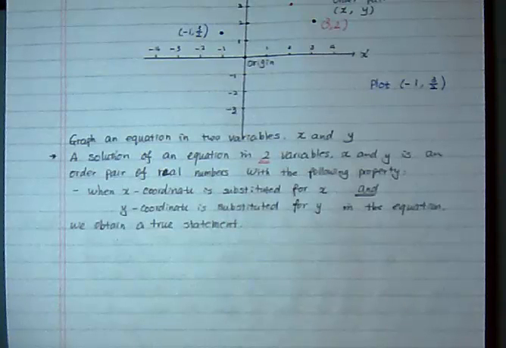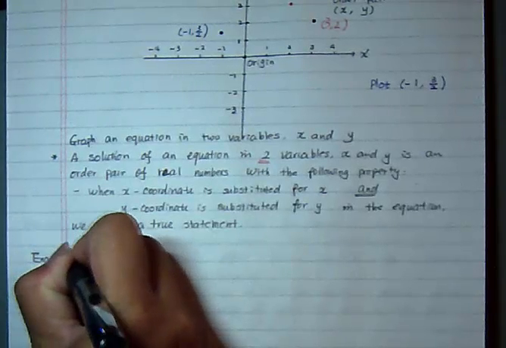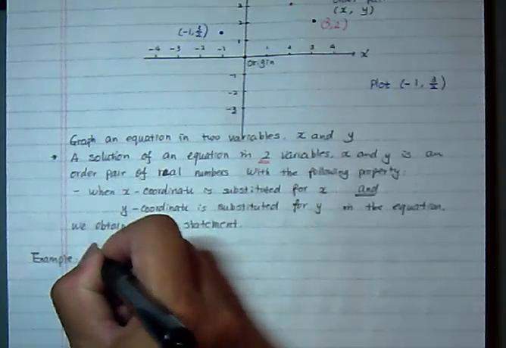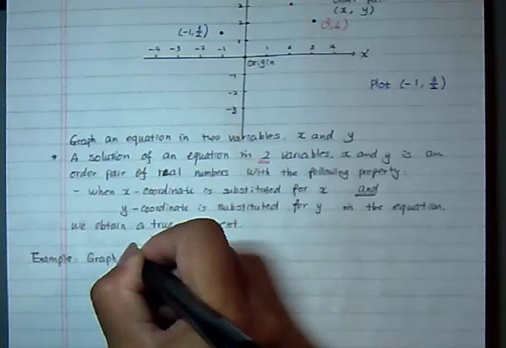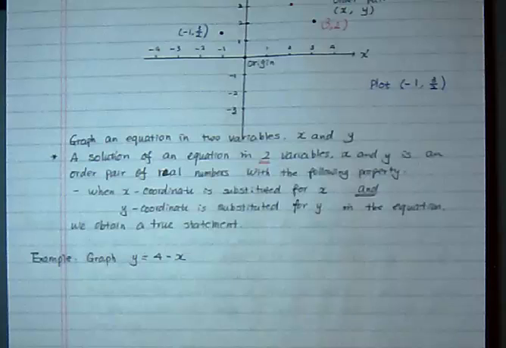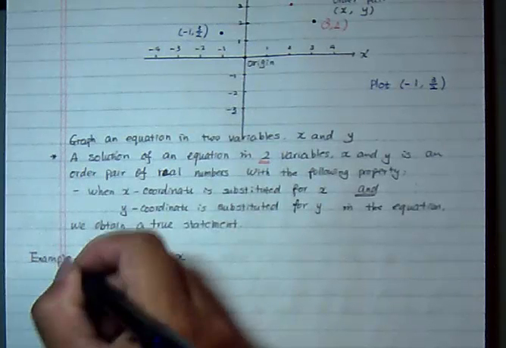Okay, so let's take a look at an example. For this example, we are going to graph the equation y equals 4 minus x. Some of you may still remember from algebra class that this is a linear equation with slope -1 and y-intercept 4. You can use that idea to graph the equation, but in this lesson, we are going to use the point-plotting method.